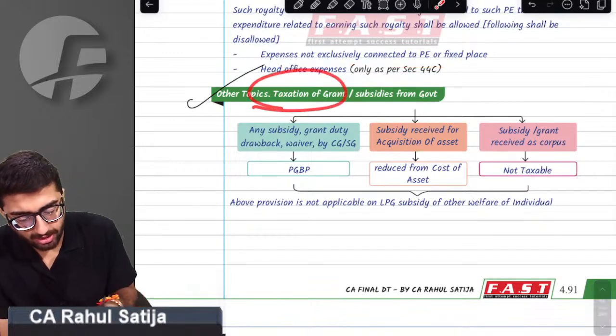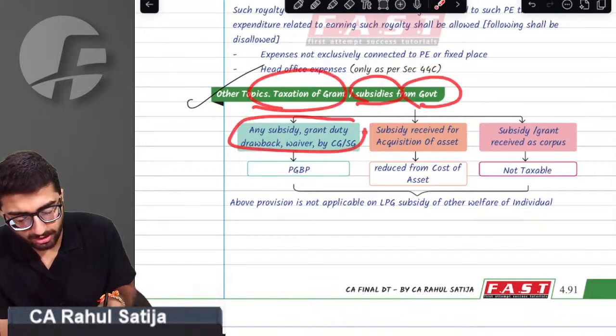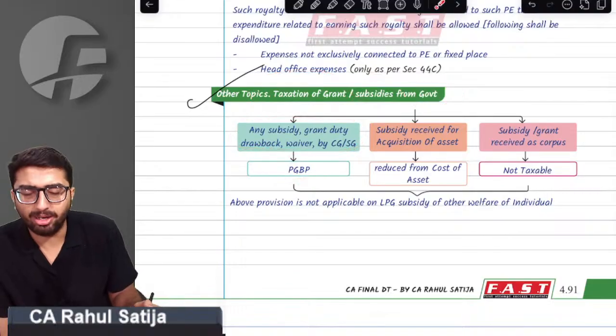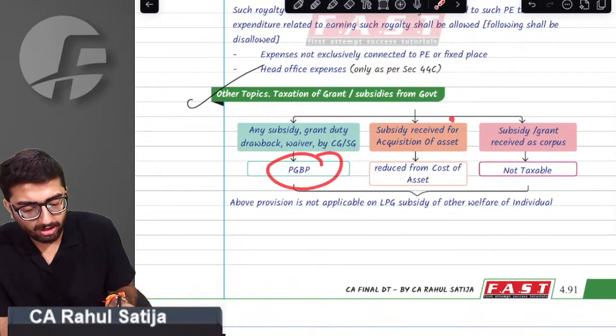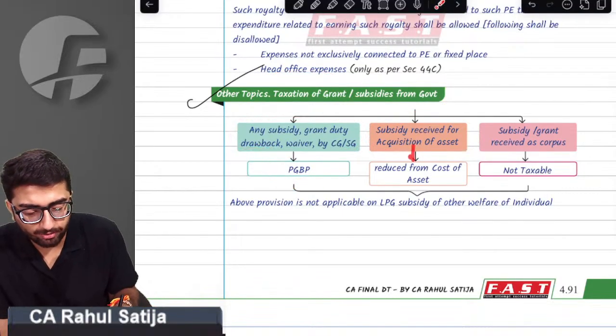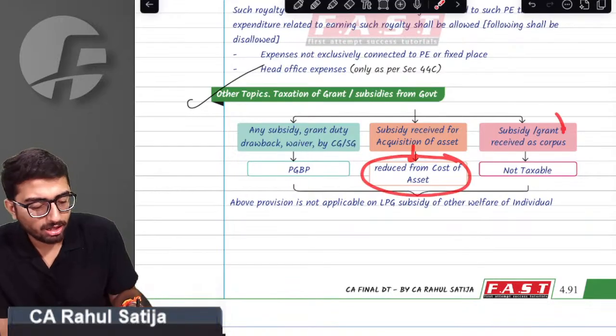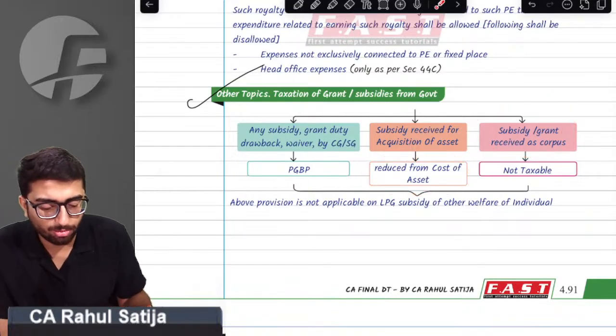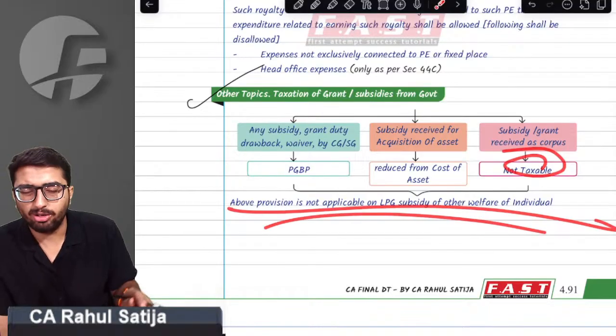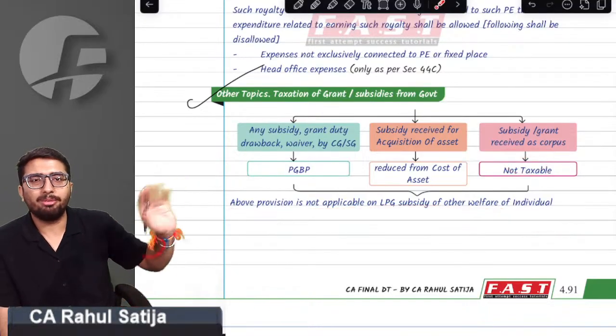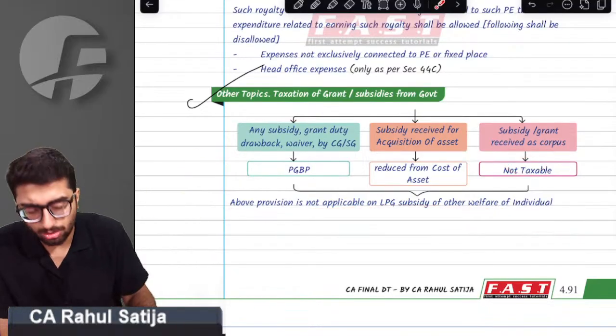Sir, if you receive any kind of grant or subsidy from the government, it is normally PGBP. If any grant is received on account of acquisition of an asset, then it is reduced from cost. If any grant or subsidy is received as corpus, it is not taxable. So this is the point. If you receive any kind of subsidy on account of LPG that is personal in nature, it is also not taxable.